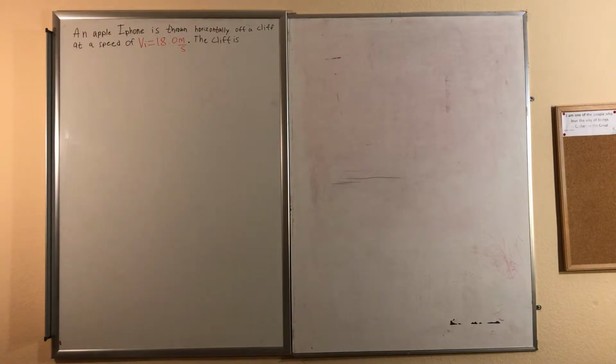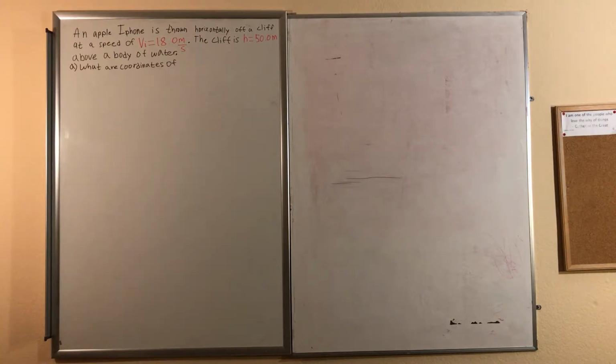Today is going to be about covering a 2D kinematics problem. Let's jump into reading the question. An Apple iPhone is thrown horizontally off a cliff with a initial velocity of 18.0 meters per second. The cliff is h equals 50.0 meters above a body of water.